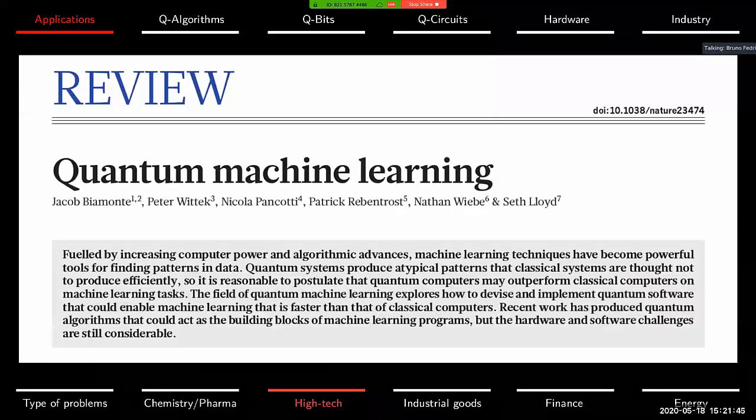So if some of you in the audience are data scientists, you can find on the internet a quantum machine learning review in Nature written by Seth Lloyd and colleagues that presents a large library of algorithms that will be useful to improve machine learning performance. This is a really nice paper that you can find easily on arXiv or Nature.